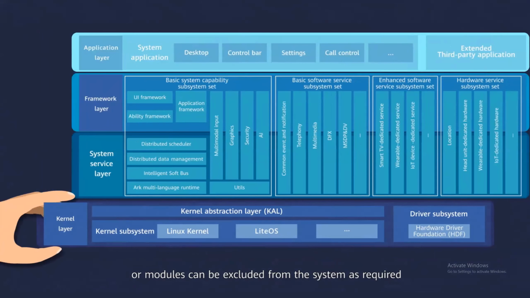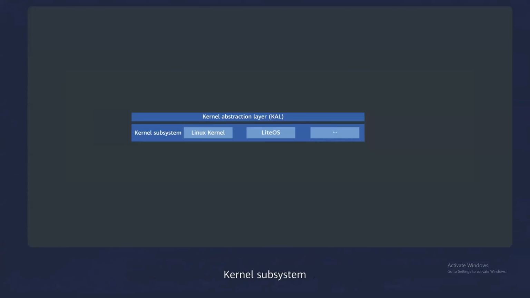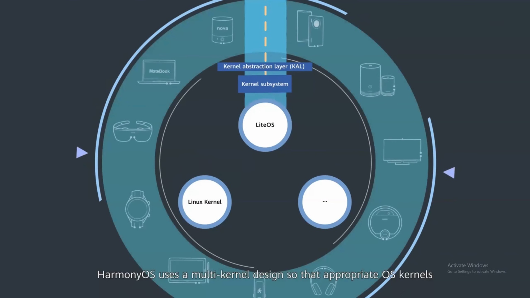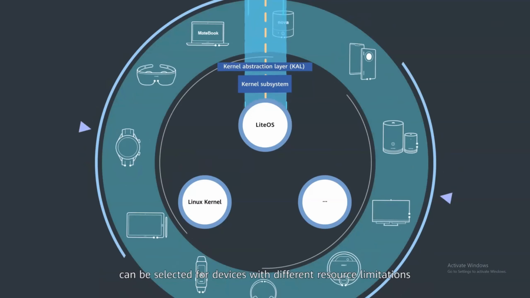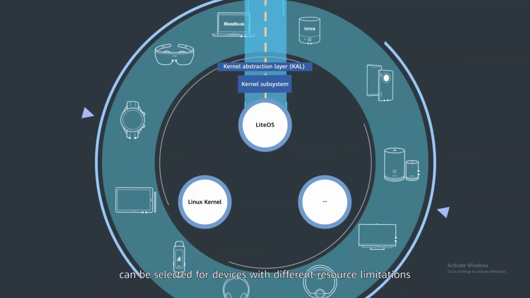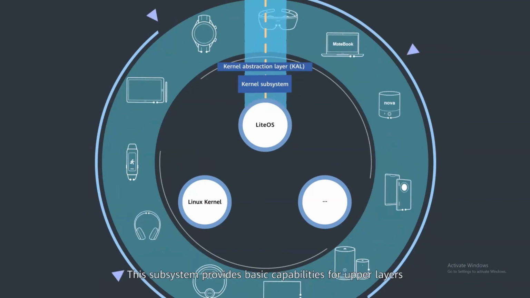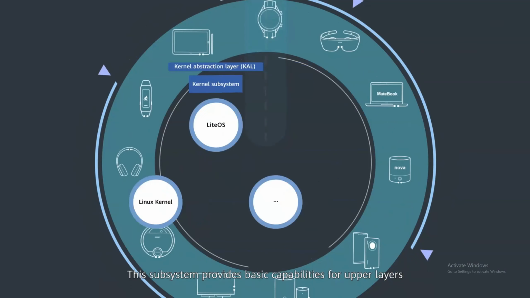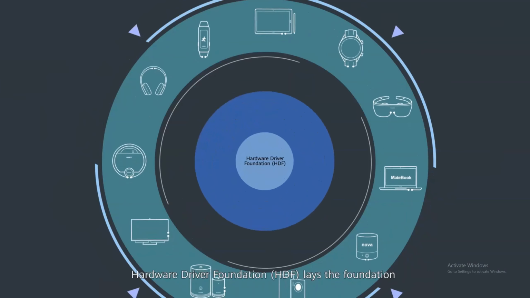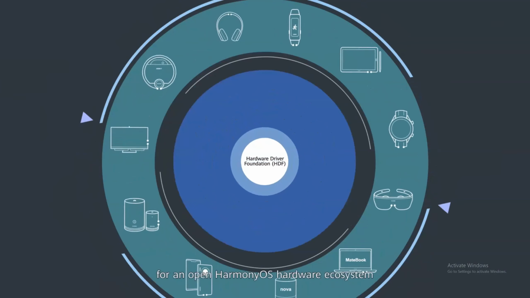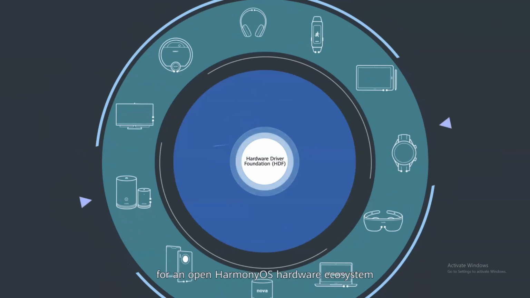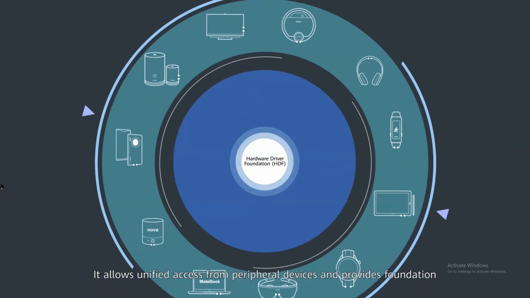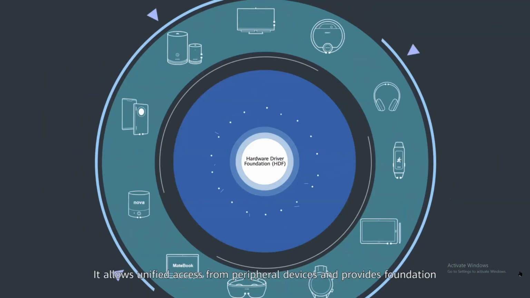Kernel Subsystem. HarmonyOS uses a multi-kernel design so that appropriate OS kernels can be selected for devices with different resource limitations. This subsystem provides basic capabilities for upper layers. Driver Subsystem. Hardware Driver Foundation HDF lays the foundation for an open HarmonyOS hardware ecosystem. It allows unified access from peripheral devices and provides foundation for driver development and management.